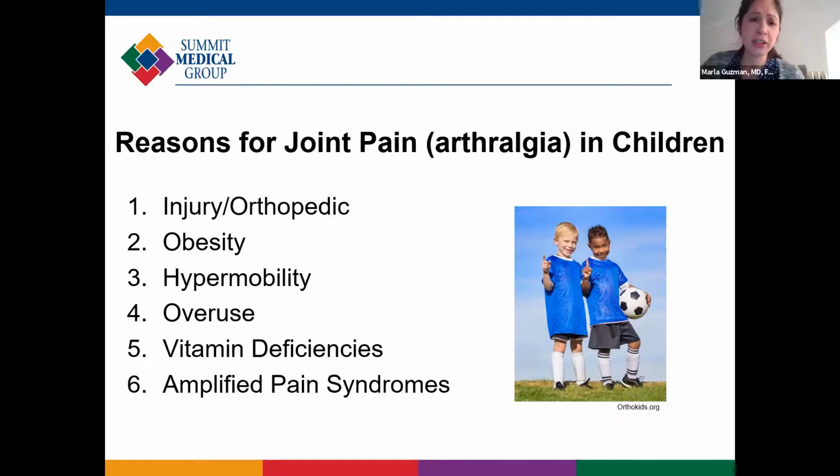So this is not an exhaustive list, and I'm not going to go through all of them, but I would like to touch upon the more common reasons why I may see a child in the clinic with joint pain, and what we're seeing more these days. So first, I'm going to discuss hypermobility.